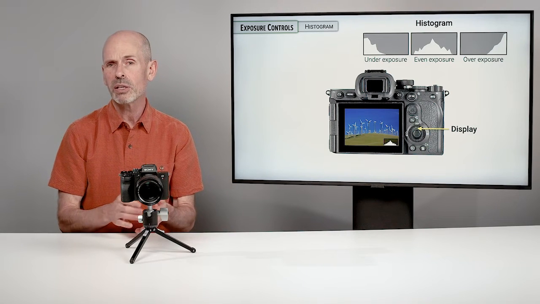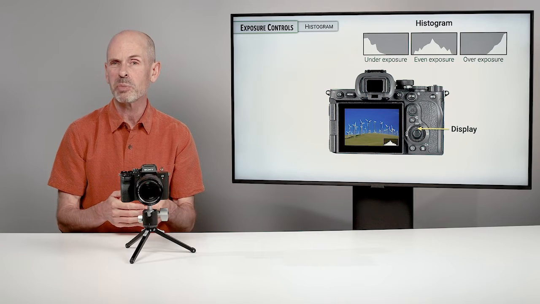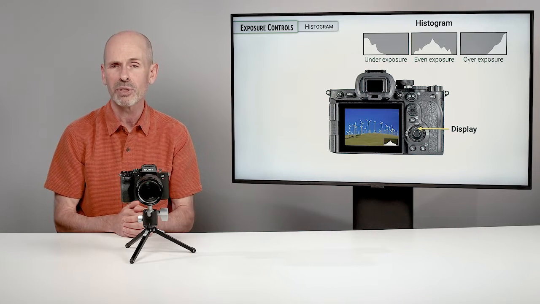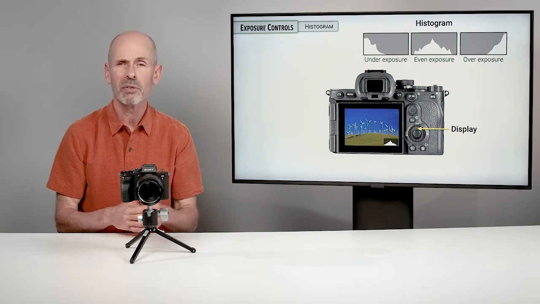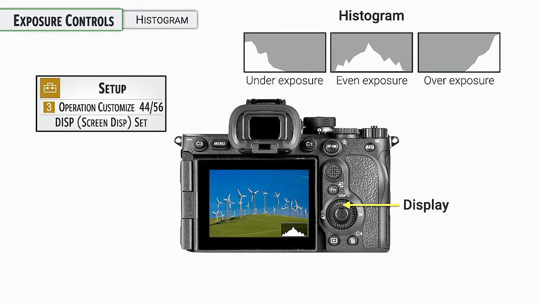And so you can see this live in the viewfinder or on the monitor by pressing the display button to cycle through the different options. It'll come up with some and it'll be off for other options. Now, if you want to turn this feature on and off, well, you're going to need to go into the setup menu if you never want to see it, or if for some reason you don't see it and it's been turned off on your camera. You can go into Operation Customize, the display settings for the screens, and you can have that turned on.